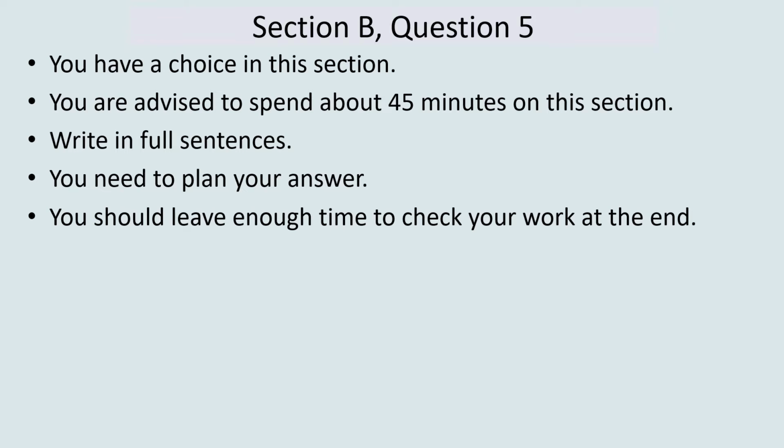So section B of your language paper 1, question 5. You've got a choice, and we're going to look at what that choice is in a little bit more detail in a minute. But for this section, you need to spend about 45 minutes on your writing. You should write in full sentences, and although you all don't like doing it, you really need to plan your answer, just because then it gives you more idea of what you're going to write. And if you can, it's good to leave a little bit of time at the end just to check your work through and make sure that you've got everything right, everything where you want it to be.